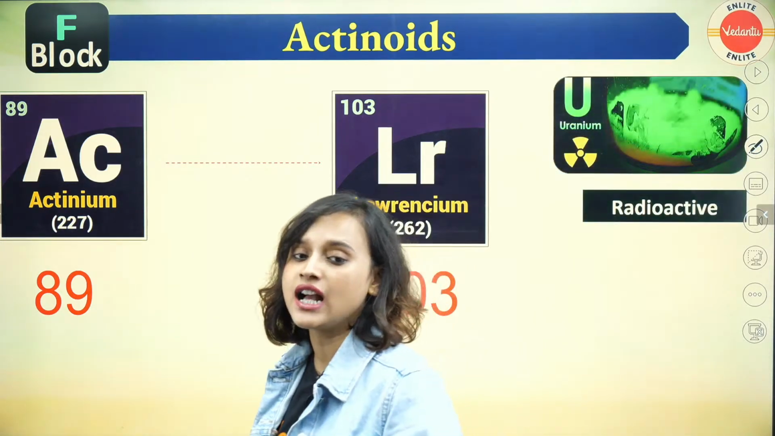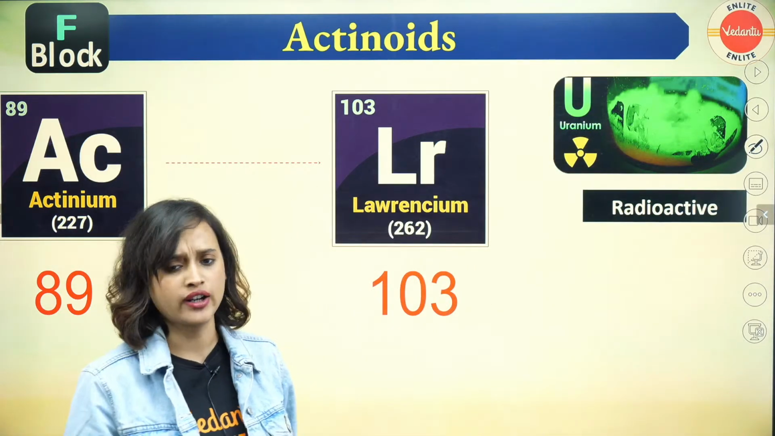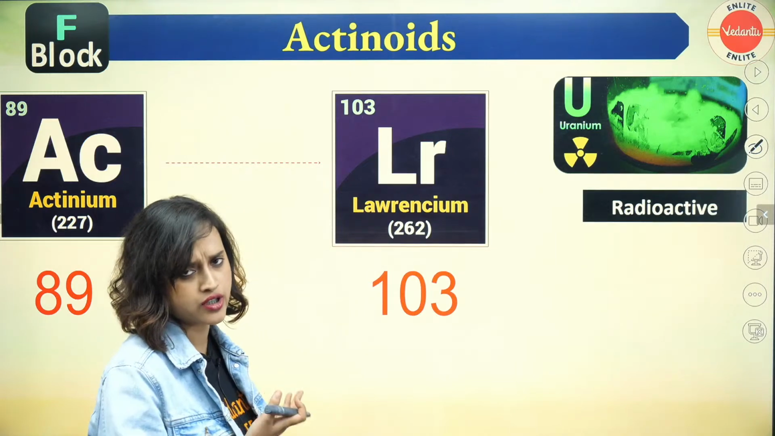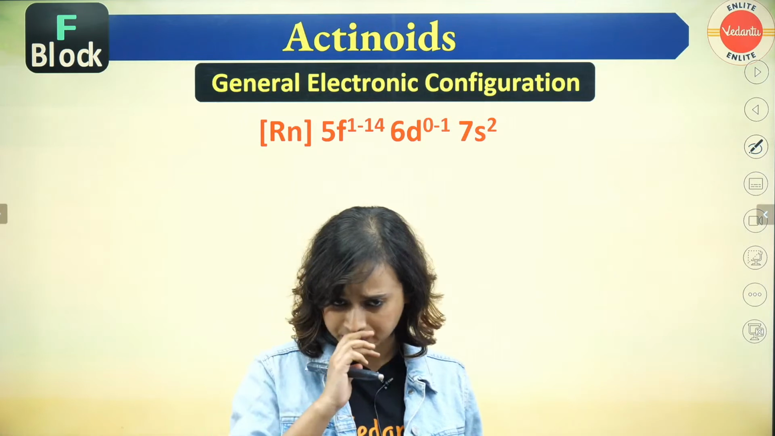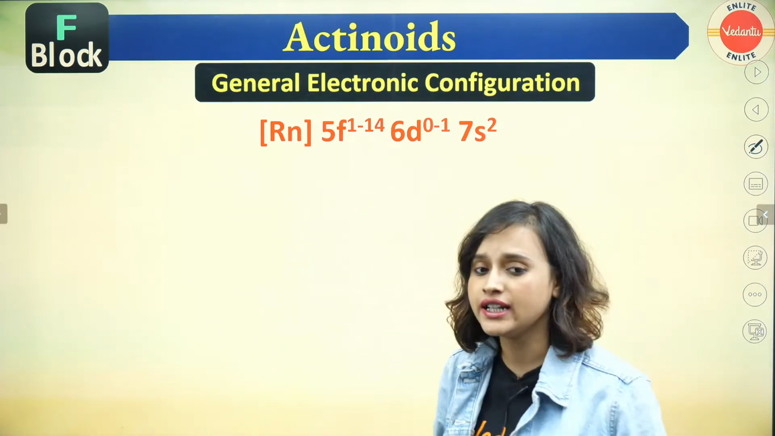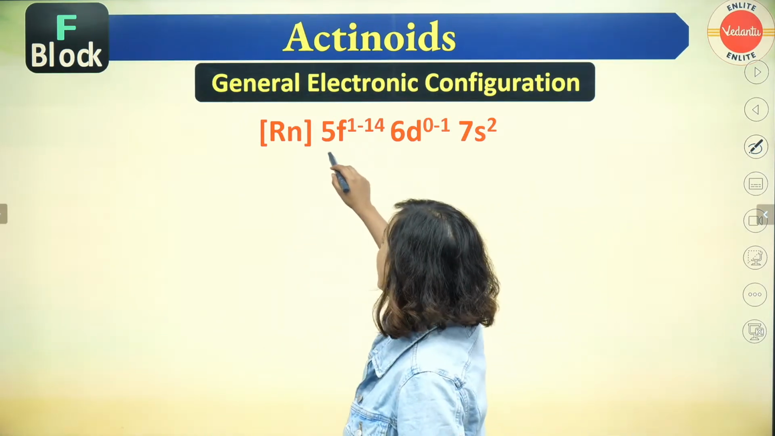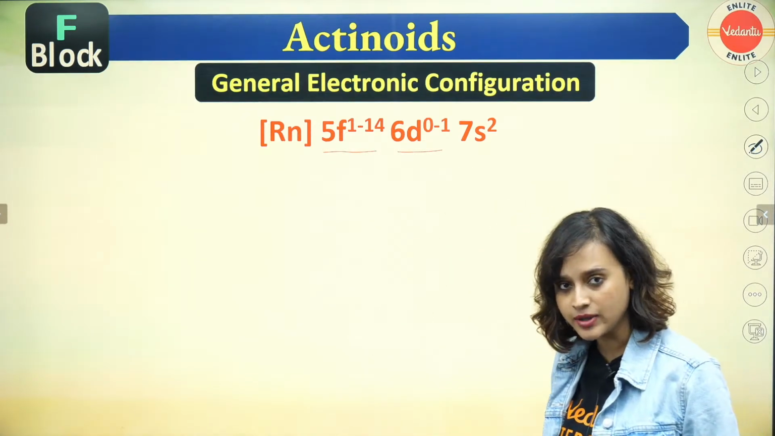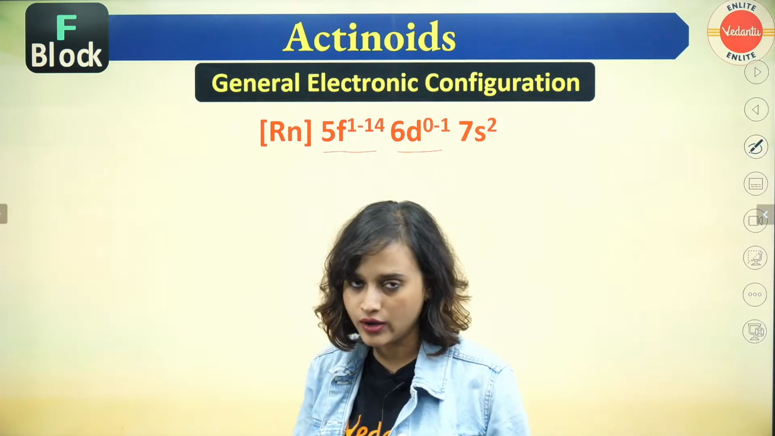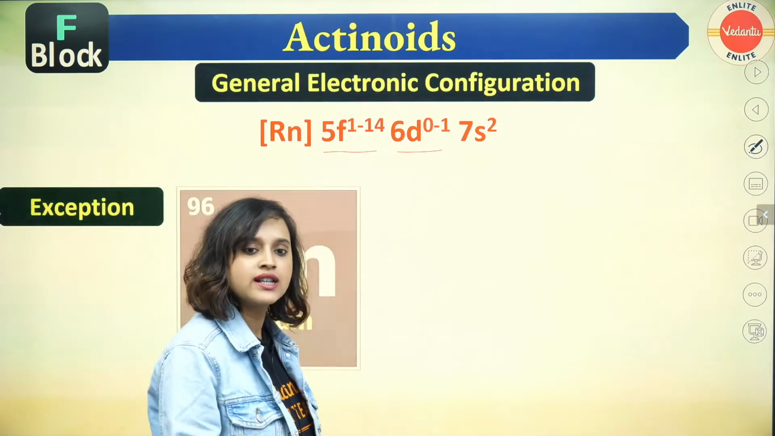Chalo. Now it starts from actinium and it ends at lawrencium. Now most of them are radioactive, especially uranium. Uranium is radioactive, we all know this. Now here also the general electronic configuration is 5f1 to 14 and 6d0 or 1. 6d can be 0 or it can be 1. Okay. Now here, what is the exception?